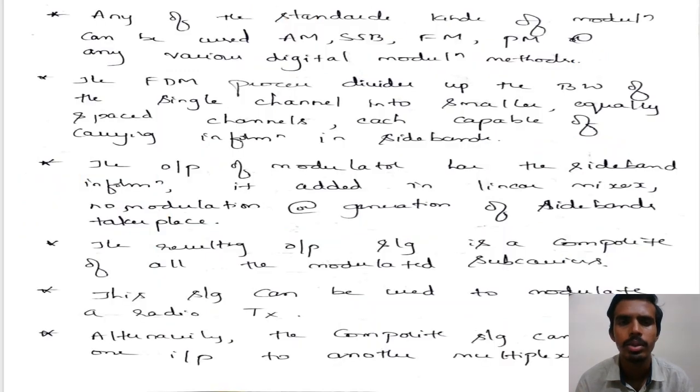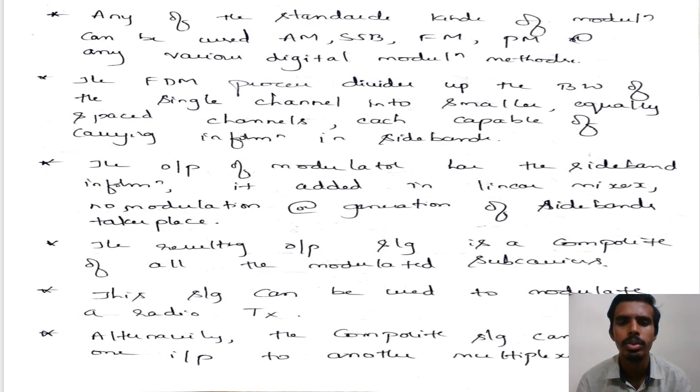So now let us look into the key points of FDM. Any of the standard kinds of modulation can be used: AM, SSB, FM, PM, or various digital modulation methods. The FDM process divides up the bandwidth of the single channel into smaller equally spaced channels, each capable of carrying information in sidebands. The output modulator has the sideband information. It adds on the linear mixer, no modulator or generation of sideband taking place. The resulting output signal is a composite of all the modulated subcarriers.